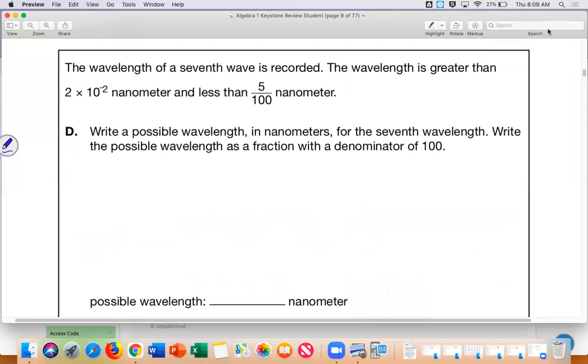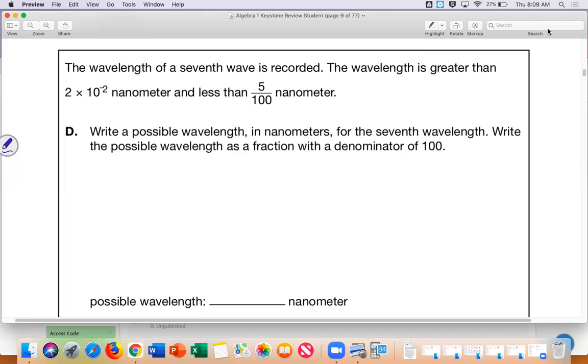All right. The wavelength of the 7th wave is recorded. The wavelength is greater than 2 times 10 to the negative second nanometers and less than 5 over 100 nanometers. Write the possible wavelengths in nanometers for the 7th wave. Write the possible wavelength as a fraction with the denominator of 100.